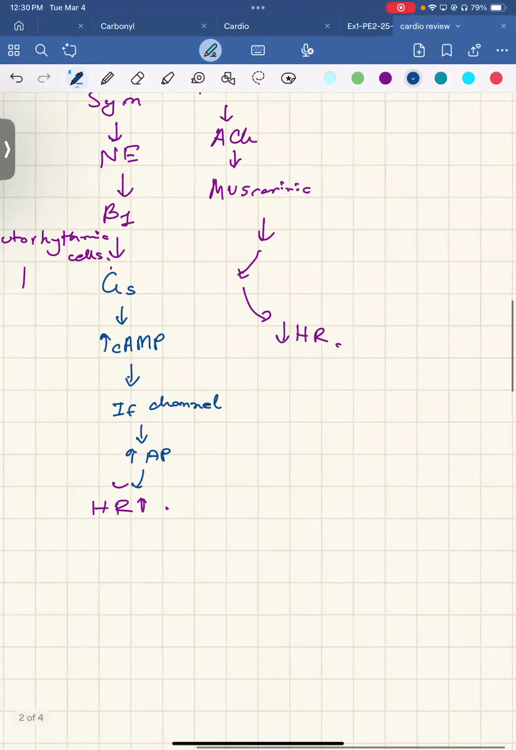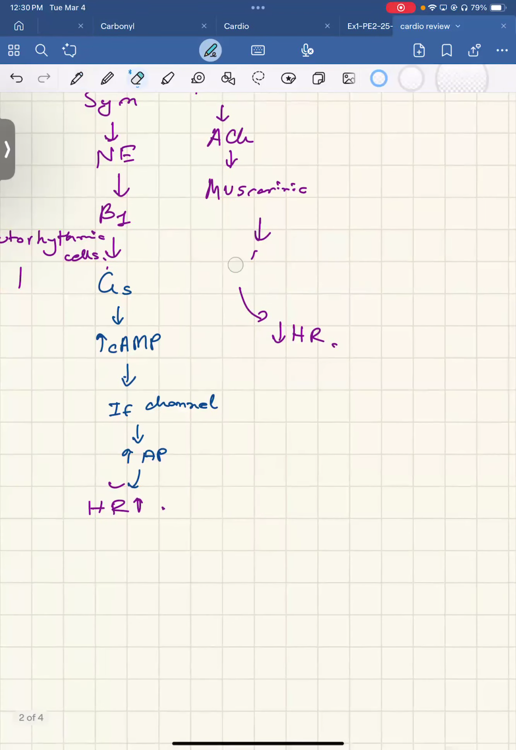Okay. For the muscarinic receptor, did they talk about it? Yeah, there is a specific one. Did you have to learn that? Okay.